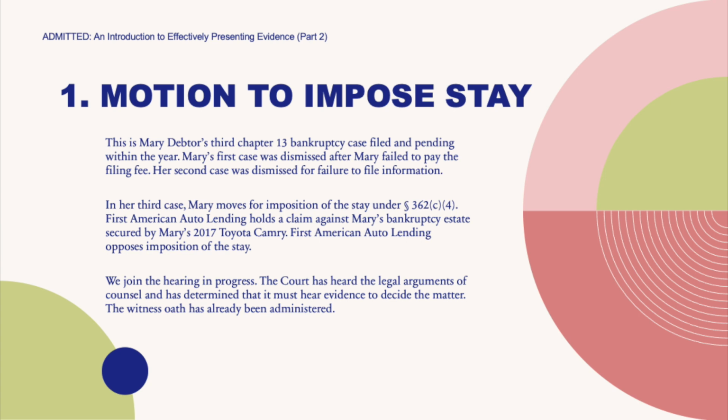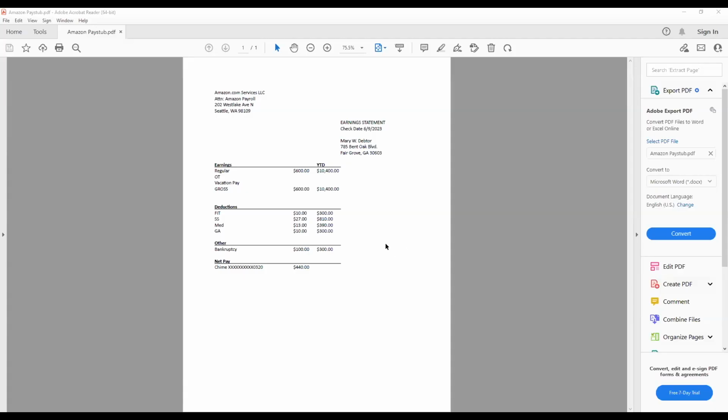Your Honor, if I may display Debtors 2 on the screen. You may. Mary, do you recognize this? Yes, I do. And what is it? This is my pay stub that I get from working at the Amazon warehouse. Does this look like a true and correct copy of your last pay stub? Yeah, it does.